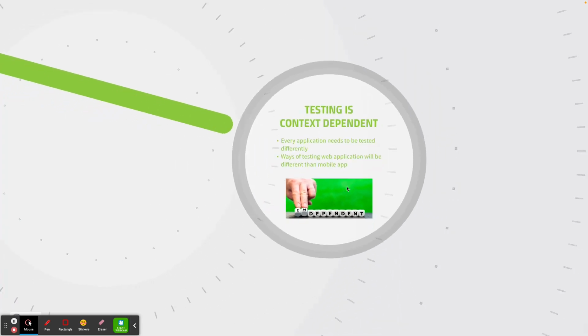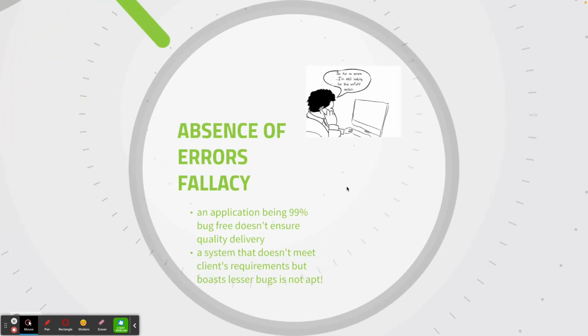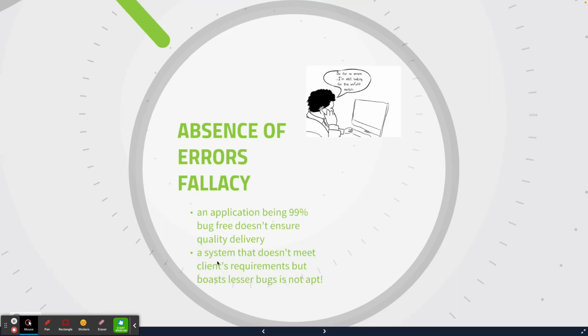Now, next principle, which is absence of errors fallacy. That basically means that an application being 99% bug free does not ensure quality delivery. Say there is an application which has been delivered to the client, and we say that the application is 99% bug free. That is our claim. Great, perfect. But let's suppose the application that you delivered did not meet the client's requirement.